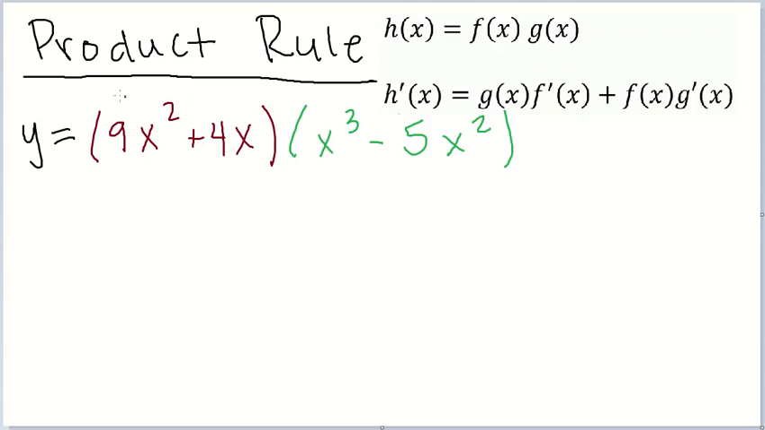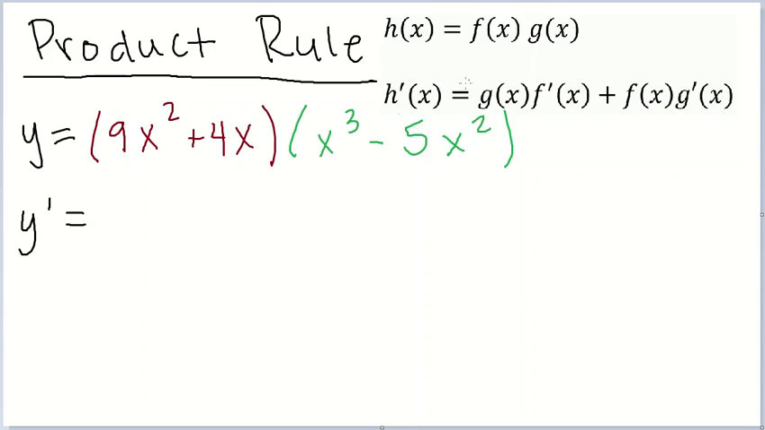So here's another example where we have a function y, and y is defined as the product of two other functions. You can see that we have this 9x squared plus 4x piece, and then we have this x cubed minus 5x squared piece. So again, we can recognize that we're going to be using product rule here because we have two separate functions that are being multiplied by each other. That is the key. They're being multiplied by each other. So we want to find y prime, the derivative of this, so we want to look over here and use this formula again.